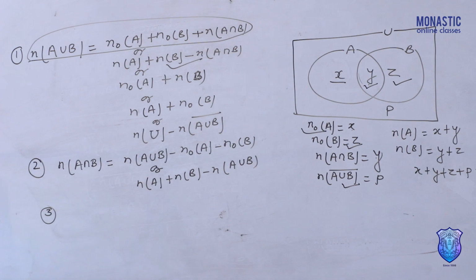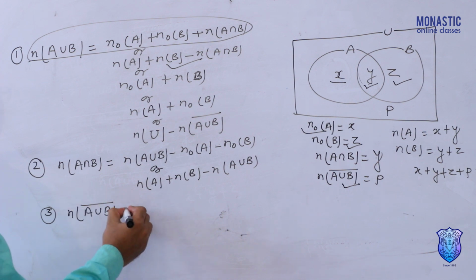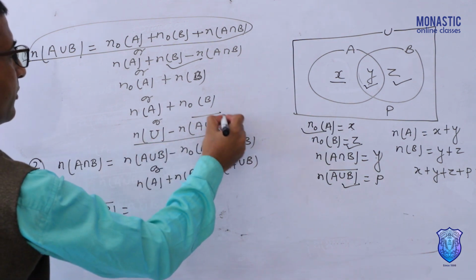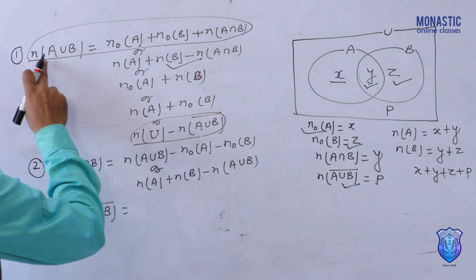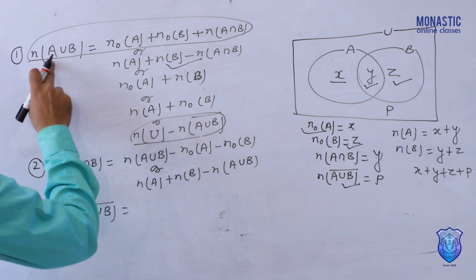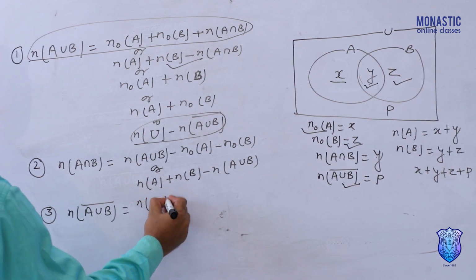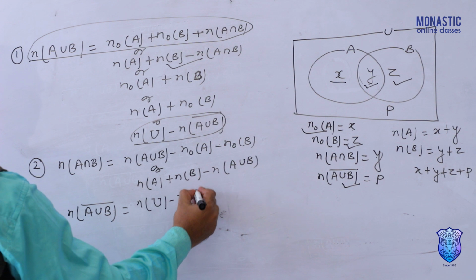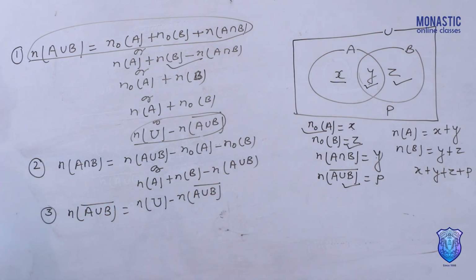Three, number of A union B complement. If we simplify this one, this side will change, then it will become plus, and this side will change, then it will become minus. So we have the formula: number of universal minus number of A union B complement.